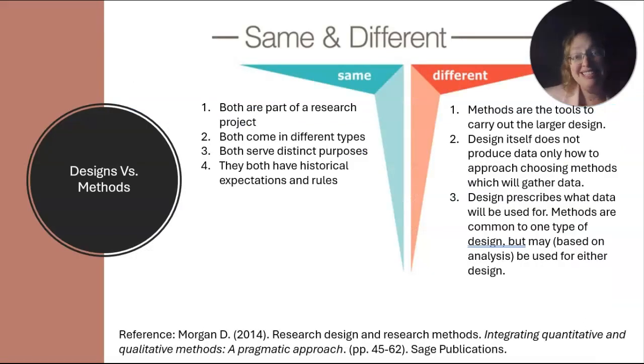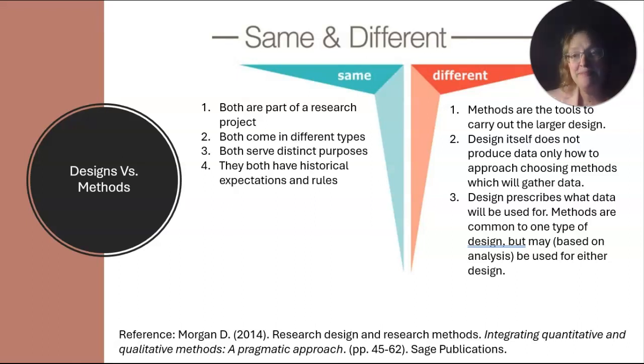So in summary, how are these the same and how are they different? Well, both design and methods are parts of research. Both come with varying types. Both serve distinct purposes by their types. They both have historical rules and expectations that others will be looking for when you do your research.